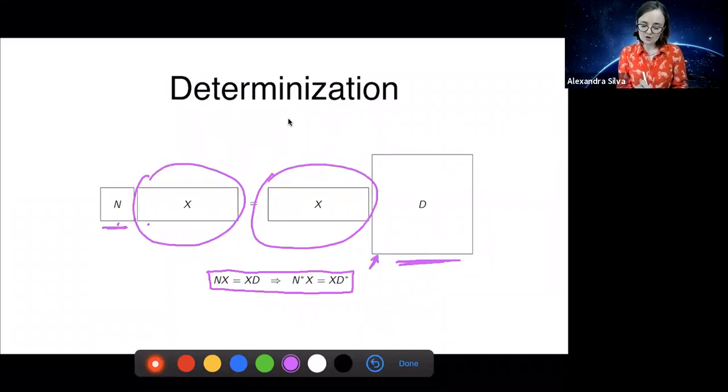And then you can show that if you have such a matrix X that allows you to determinize the automaton, which always exists, then N star times X is also equal to X D star. And so this basically tells me that the language of this deterministic automaton is the same as the language of this non-deterministic automaton.